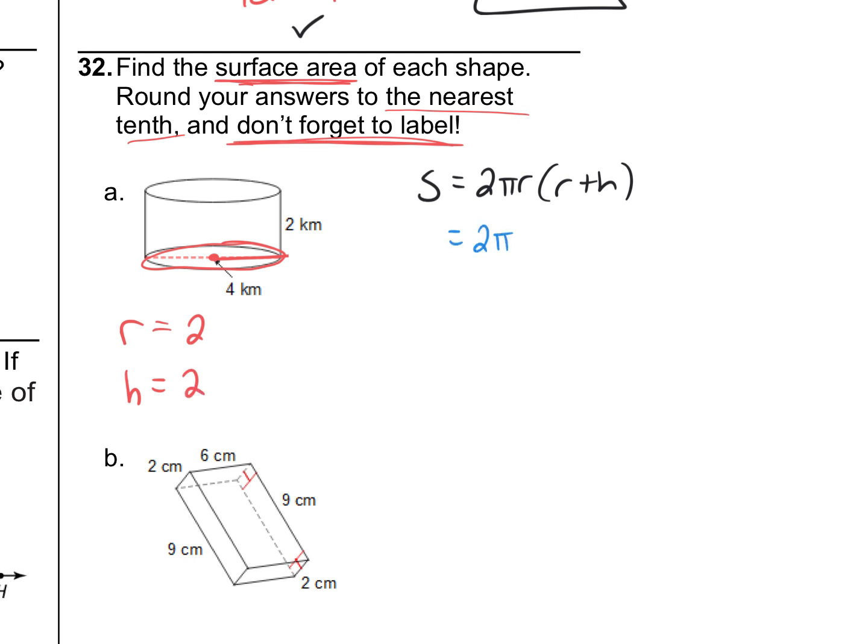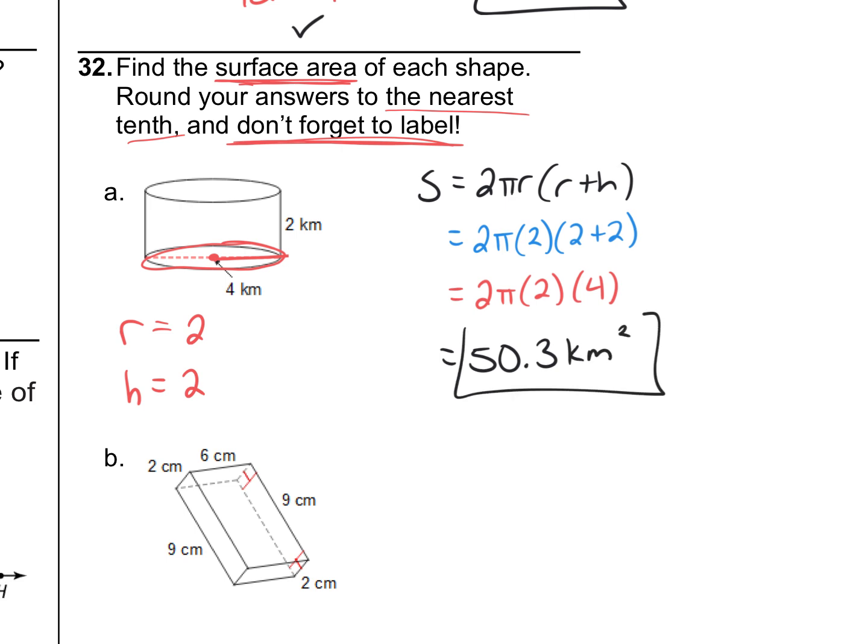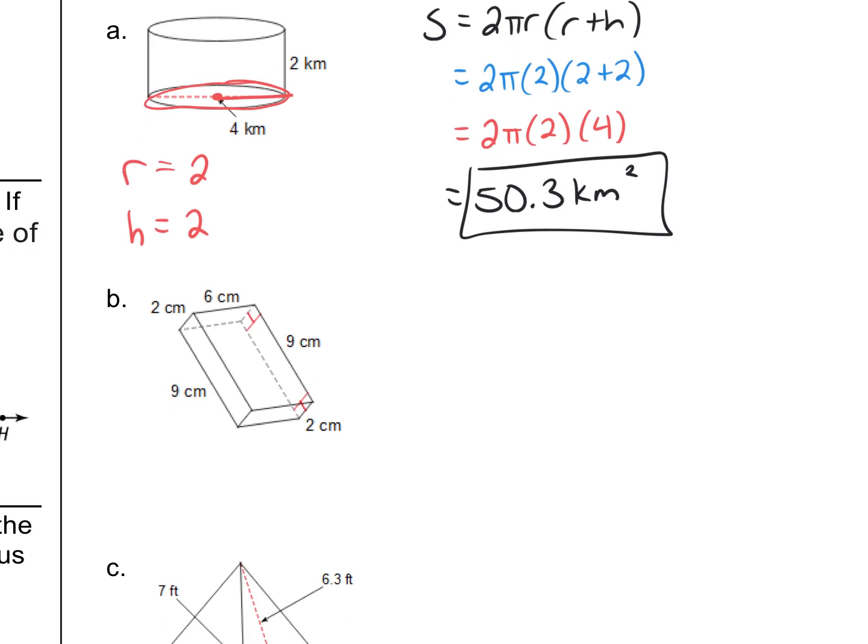So I have 2 pi times 2 times 2 plus 2. What do you probably need to do first? 2 plus 2, yep. Refrain from silly calculator mistakes. Do all the math that you can first before you use your calculator. If I multiply all that together, I get 50.3 kilometers squared. Yep, surface area is squared. Good. Part B, what's the general shape there? Prism, yep. More specifically, rectangular prism.